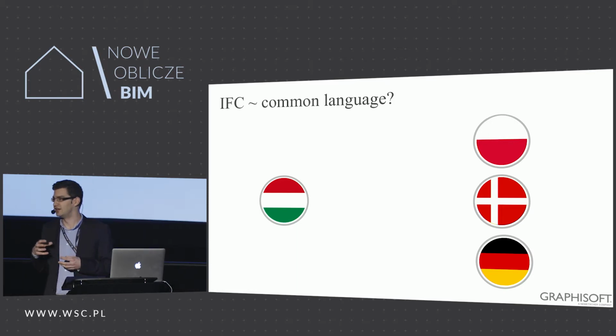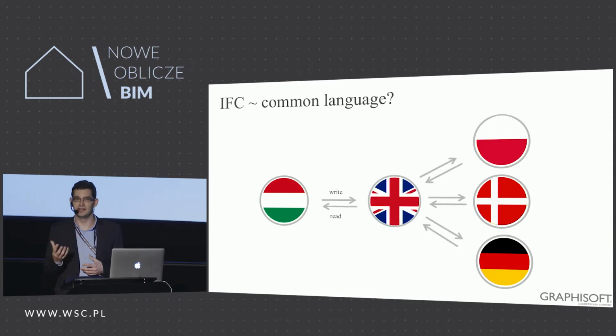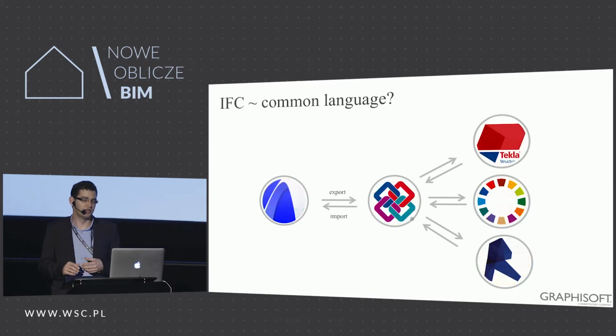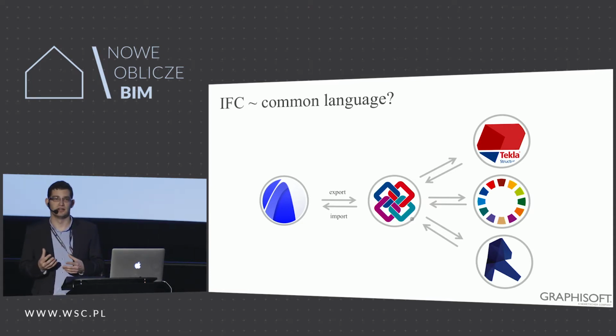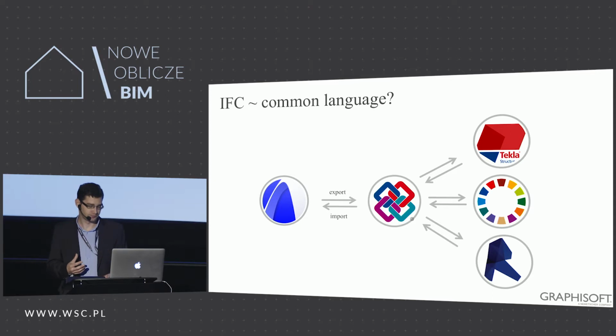So we need an in-between language. Of course, that's in this case English, with the help of the translators, that enables us to understand each other and to communicate. So English is a common language in this case. Similarly, IFC is a common language between the software solutions. Otherwise, they couldn't communicate as well as with the help of IFC. With IFC, we can exchange 3D model data and information attached to elements.